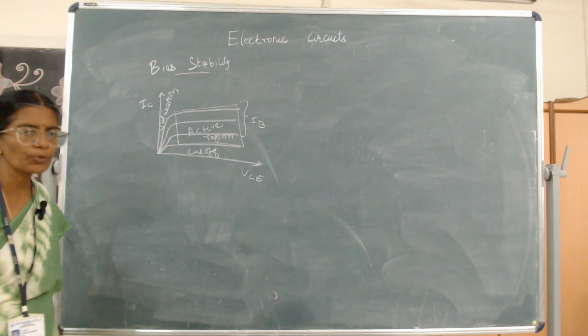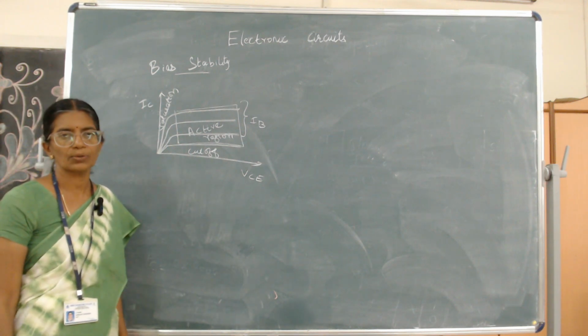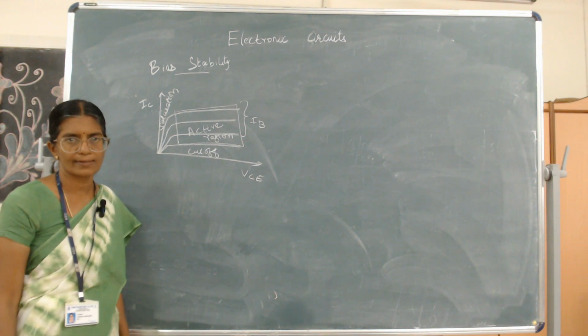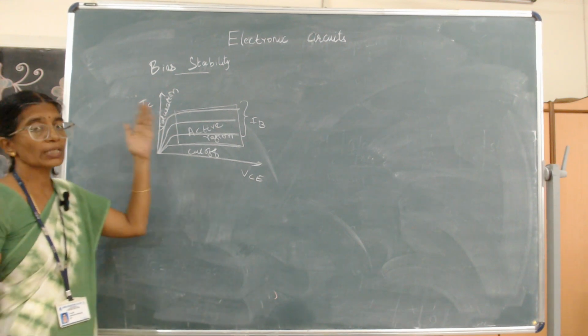So we have to make the transistor circuit operate in this region. For this we need a circuit, and that circuit is called a biasing circuit. So this is about biasing. The next one is what is the meaning of stability.